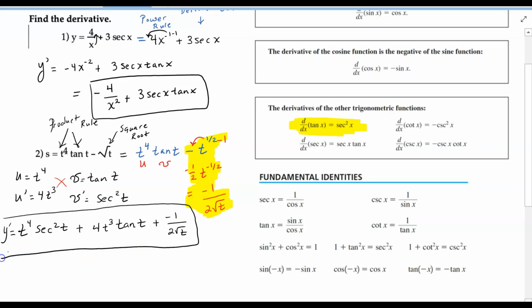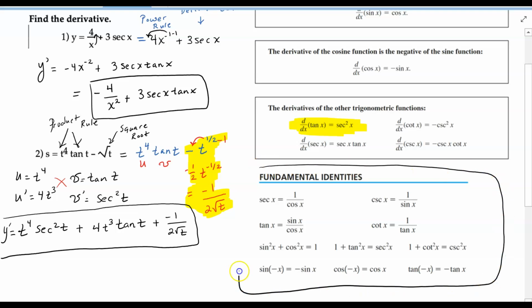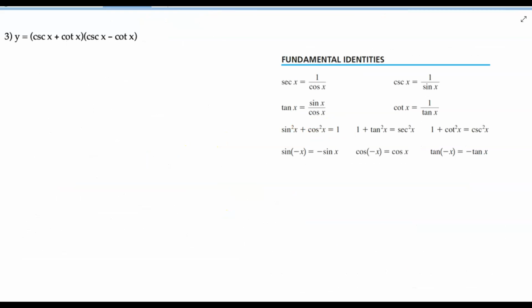All right, it looked kind of ugly at the very beginning, but it's actually not that bad. You just really have to apply the rules. I think we can look at a couple more examples, and we're going to make these really simple because we're actually going to make use of the fundamental identities that I have right here. So let's take a look at another example.